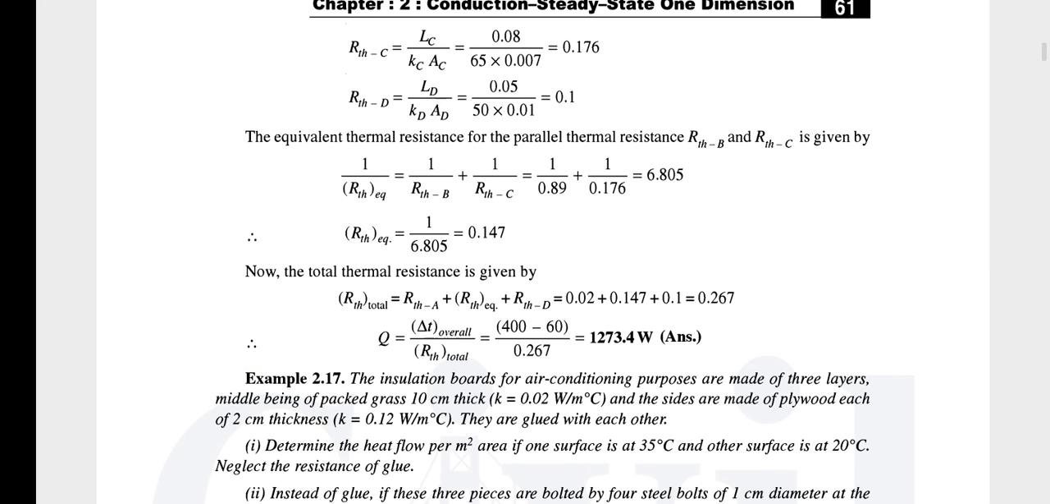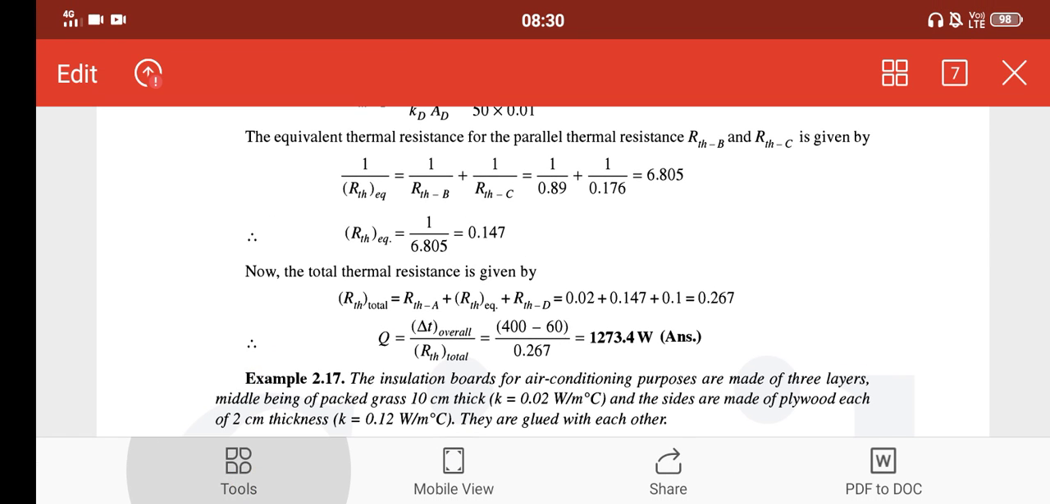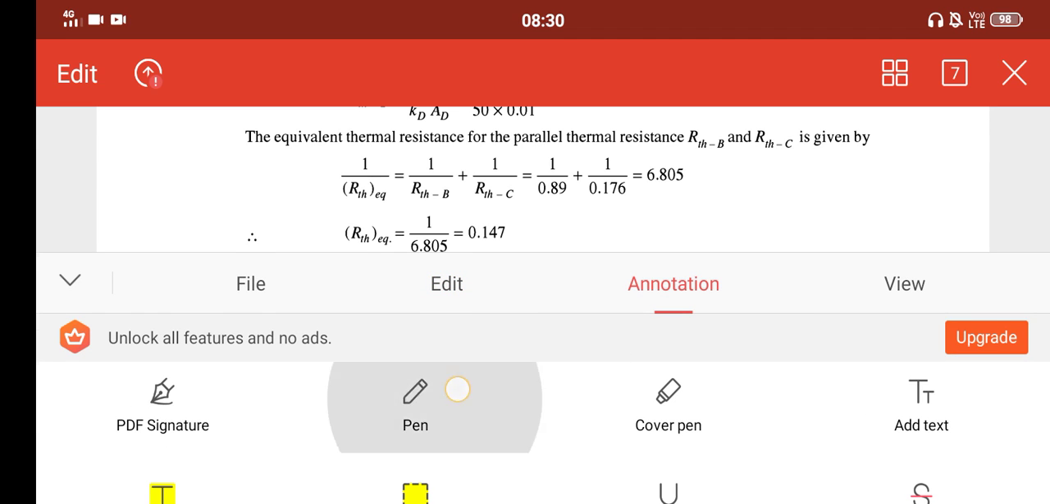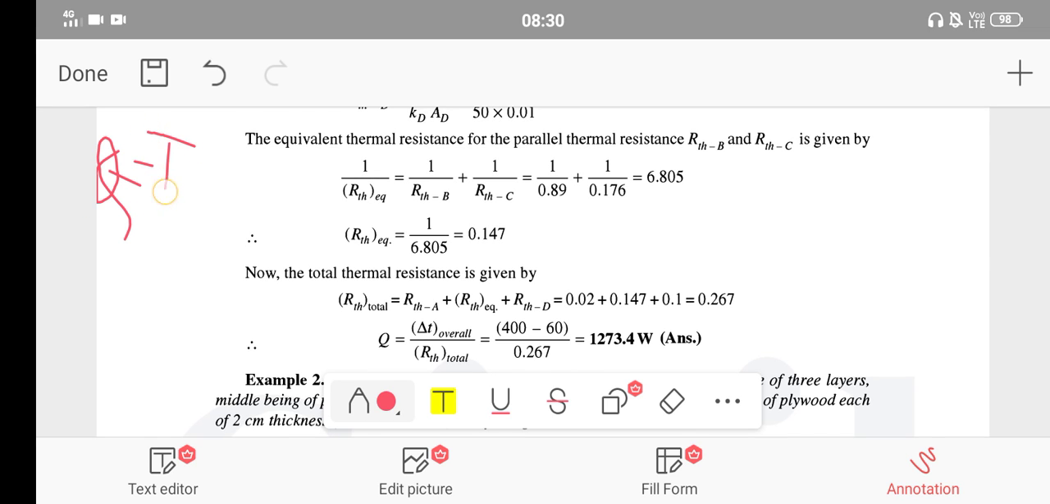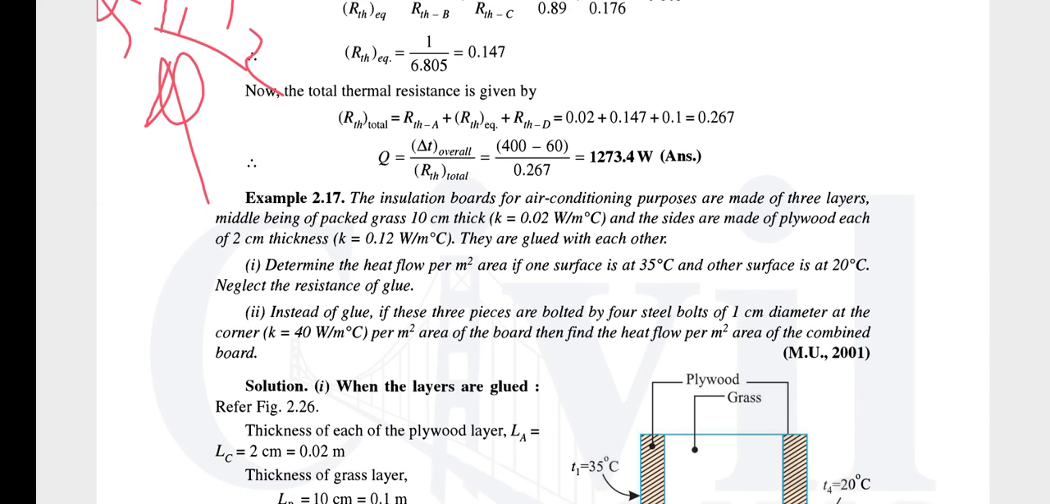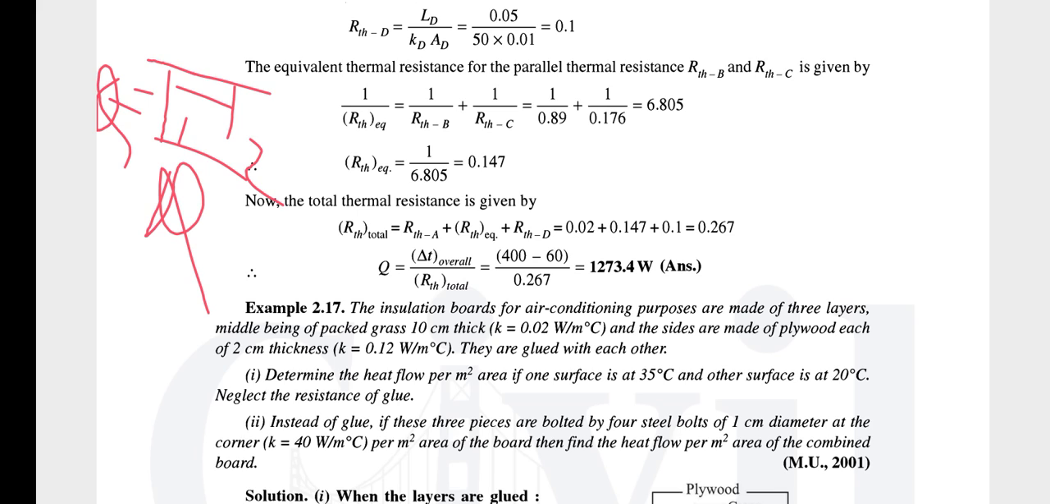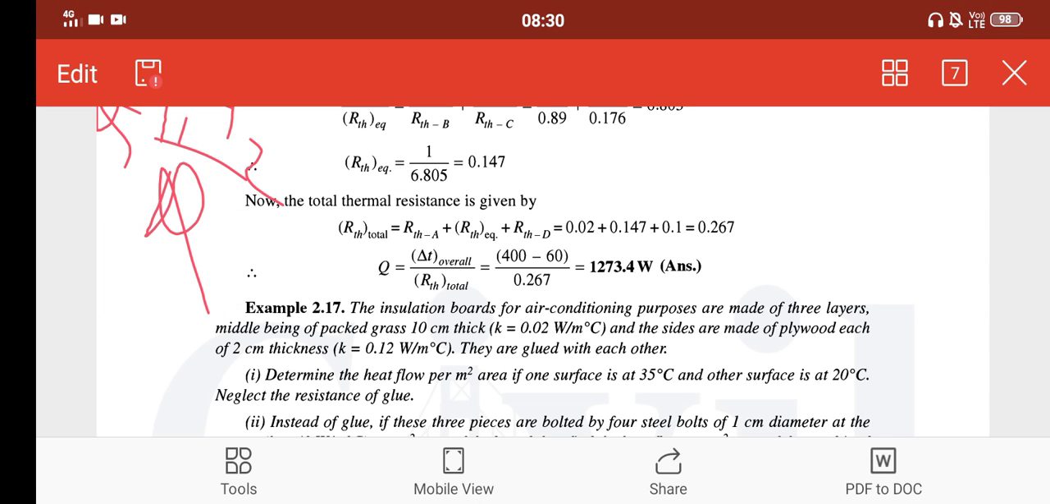And now what they have asked, the main thing they have asked is heat flow. So Q is equal to T1 minus T2 upon R. And now the answer comes 400 minus 60 upon 0.267, which is 1273.4 watt.